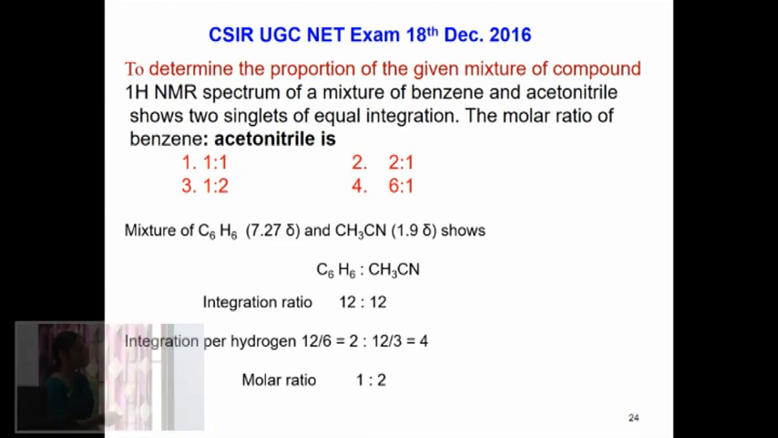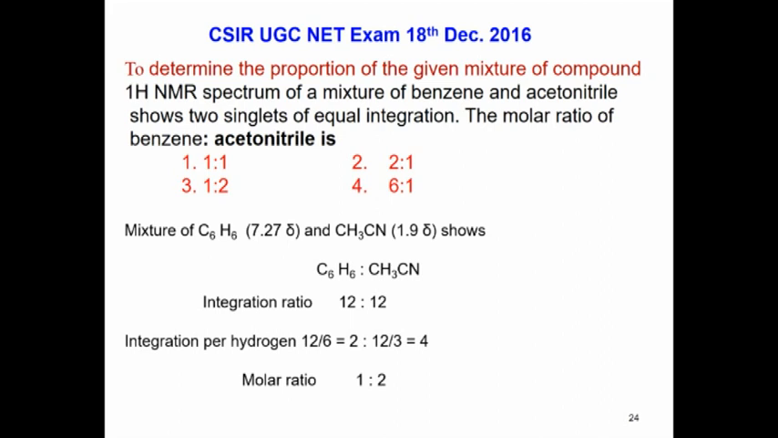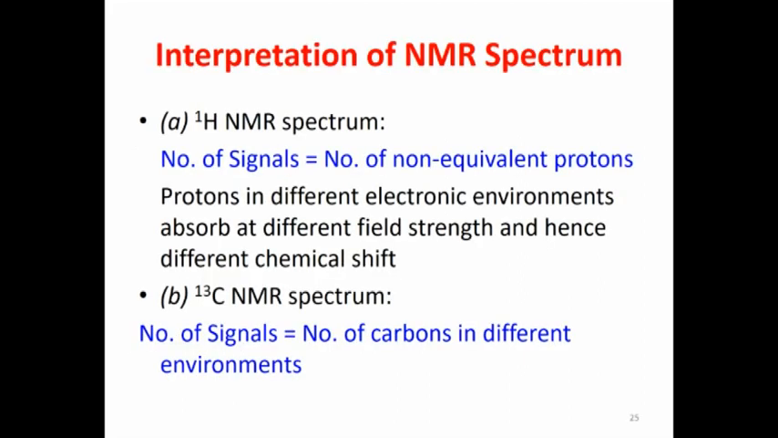Suppose the integration for benzene is 12:12. I'm taking just one arbitrary figure. How do you find the integration per hydrogen? For benzene it's 6, for acetonitrile it's 3, so it's 2:4. So your molar ratio becomes 1:2. So option 3 is correct. These small problems you have to take up during the lectures.